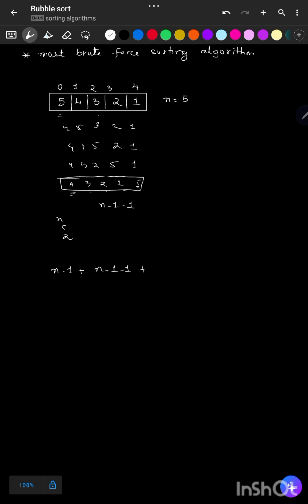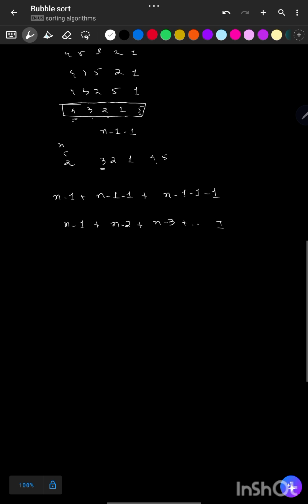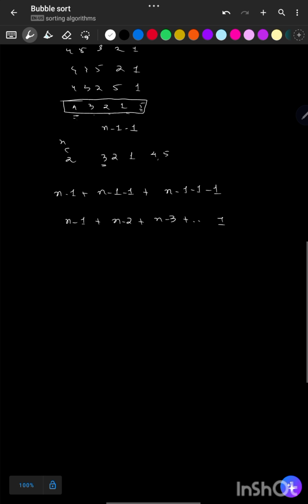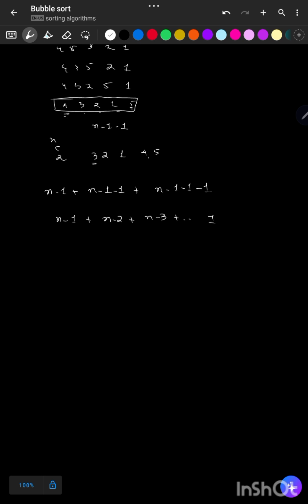Similarly, after both 4 and 5 are sorted, the array will look like this. And now we have to compare 3 with every other element apart from 4 and 5. So therefore, that is n minus 1 minus 1 minus 1, which is n minus 1 plus n minus 2 plus n minus 3 and so on up to 1. So if we look at this, then we have the mathematical formula, which is the sum of n natural numbers is equal to n into n plus 1 by 2.